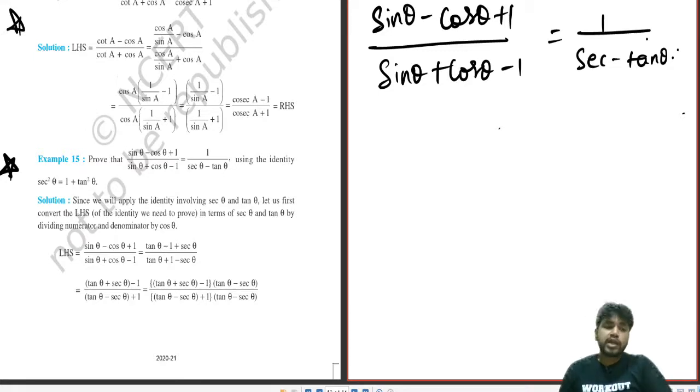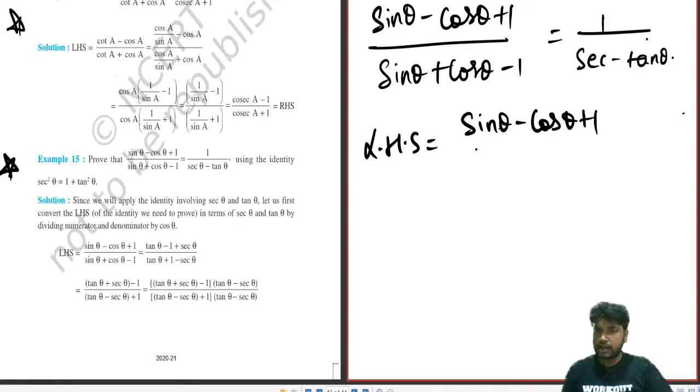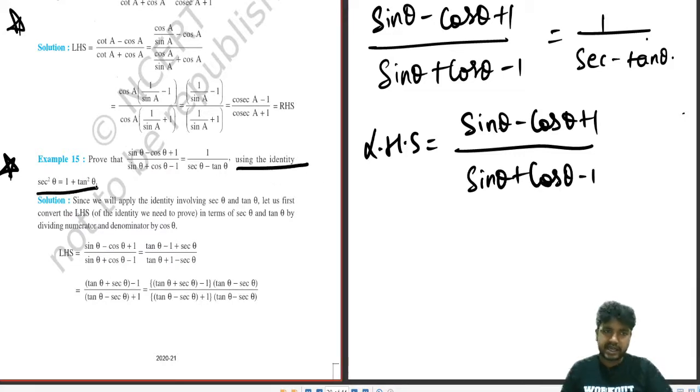Okay, so looking into the sum, what should we do with the sum? We have to deal with it. And how will we deal with it? Let's see what can be done. Let's take the LHS part. It is given as (sin theta minus cos theta plus 1) by (sin theta plus cos theta minus 1), and they have instructed us to use this identity. So first of all, we have to convert it into this identity, and converting it into this identity would be very helpful when we divide numerator and denominator by cos theta.